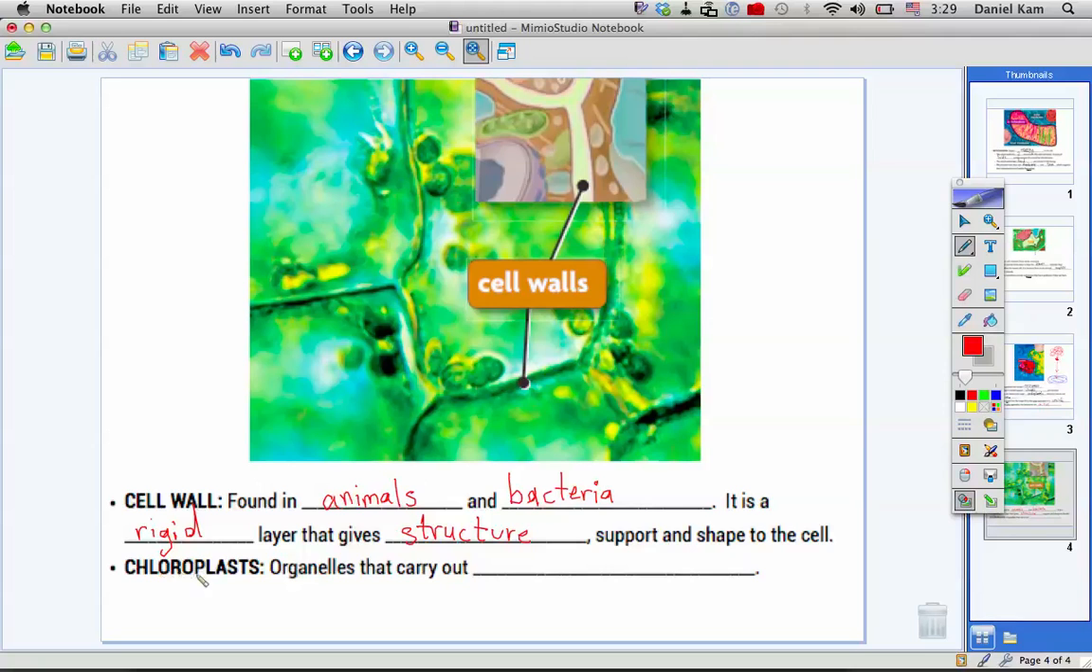And the last thing you need to know about are chloroplasts, and these are organelles that carry out photosynthesis.